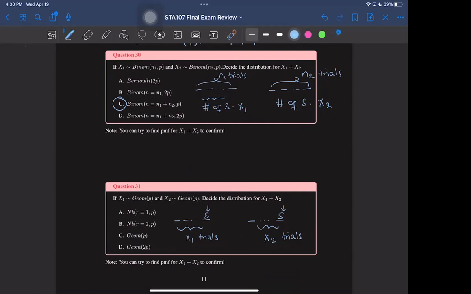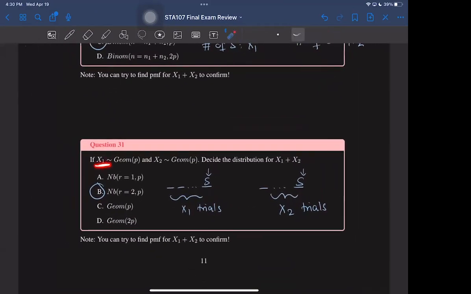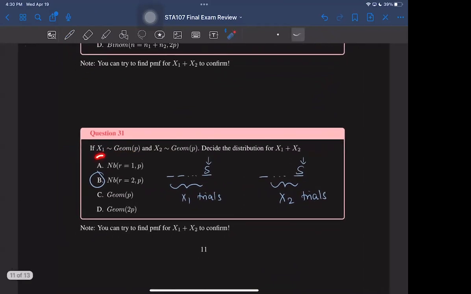Okay, so most of you chose B. That is good. It should be B. So let's think about the meaning. X1 follows a geometric distribution, and by definition, X1 is the number of trials until the first success here. And similarly, X2 is also the number of trials until the first success here. Before that, it is all failures. And negative binomial is the number of trials until you get the r-th success.